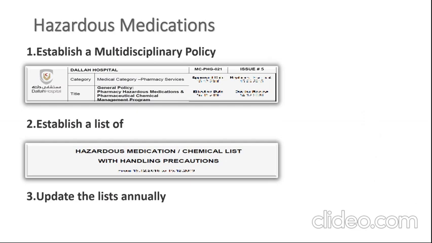Again, we need to establish a multidisciplinary policy. We need to establish a list of hazardous medication available in the hospital as well. We need to update this list annually. We rely on NIOSH 2016 to develop this list of hazardous medication. It consists of 3 tables, table 1, table 2, table 3, and there is one extra table in this list to explain the safety precautions you need to take whenever you're handling these hazardous medications.